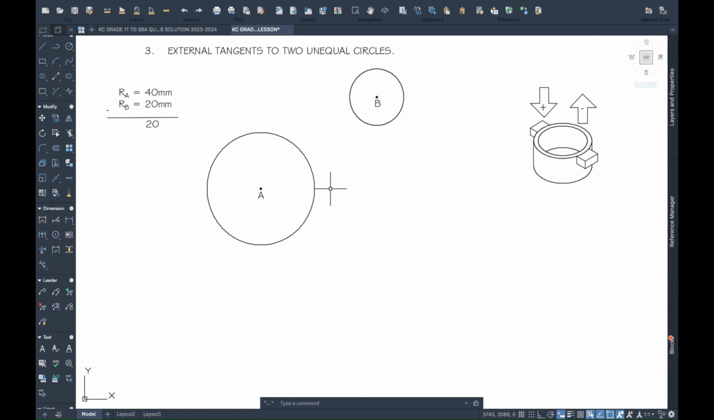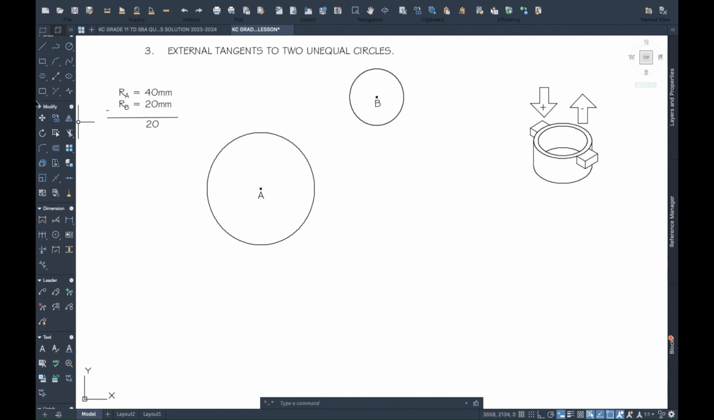All right, so how do we approach it again? We would do what now? Minus. Since we are taking out of the pot, because it's going to be an outside or external tangent, we're going to minus 20 from 40, and in this case we have radius 20.